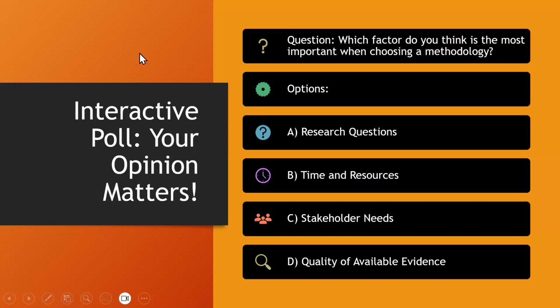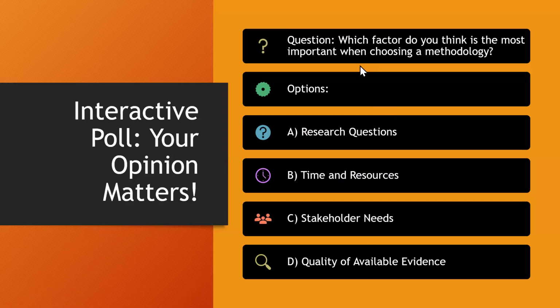Hello. Yes, thank you very much. So I'll go for A, even though we have seen all the options are possible, the research question is the most important because it is the research question that will determine the others that may follow. So it's A for me.